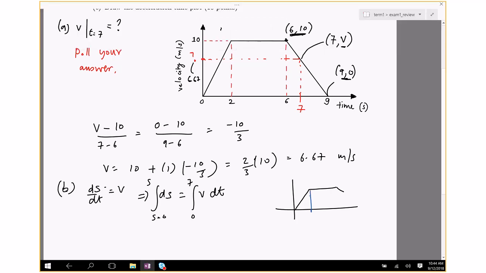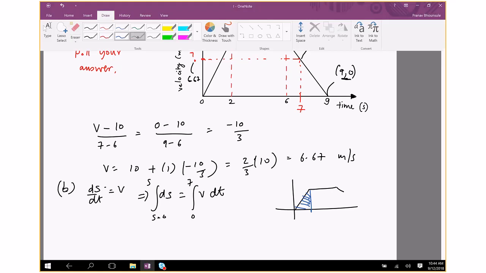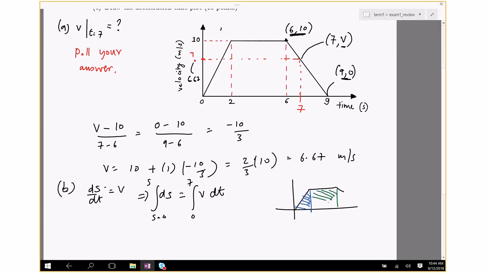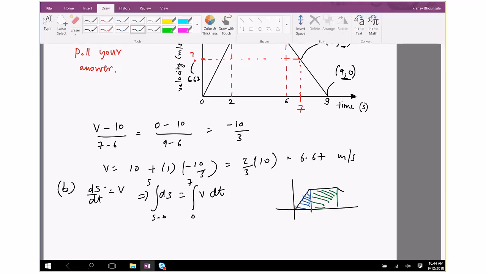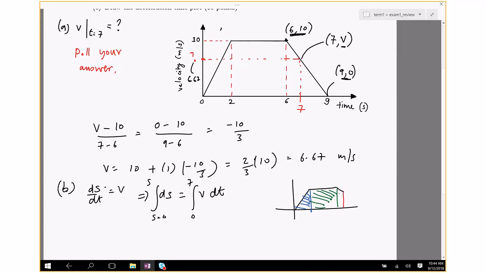So this area, then this one, and then the final one is all the way from 6 to 7. So 0, 2, 6, and 7. So I need to find the area which is shaded there.